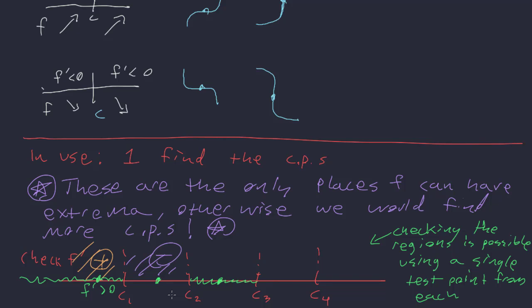We are able to test each region using a single point because we found every other possible point where it would be 0 or it would be changing. Okay? So I think hopefully this will come together a little easier when we start looking at some examples. So let's go ahead and do that.